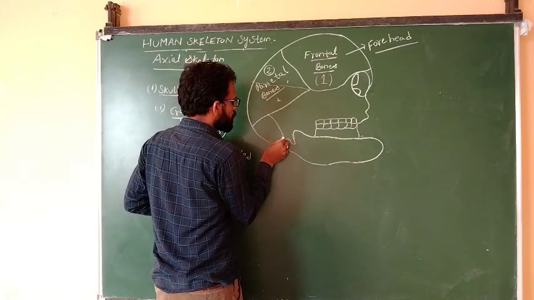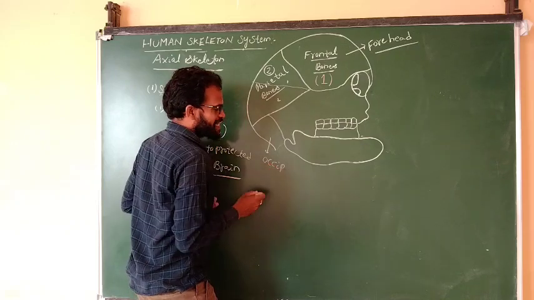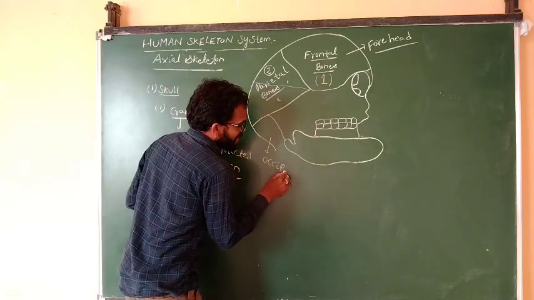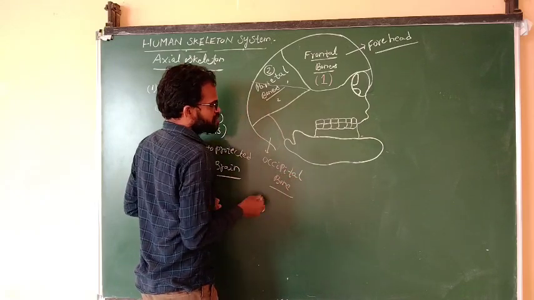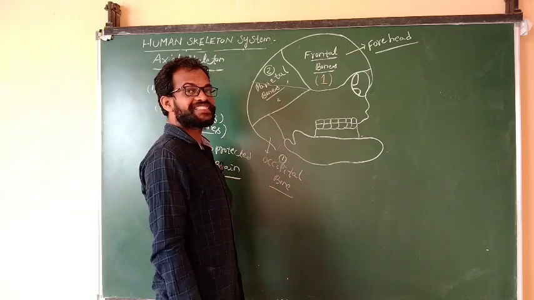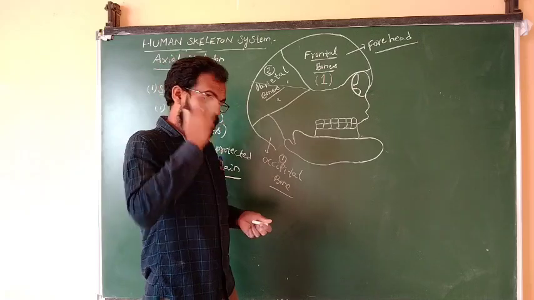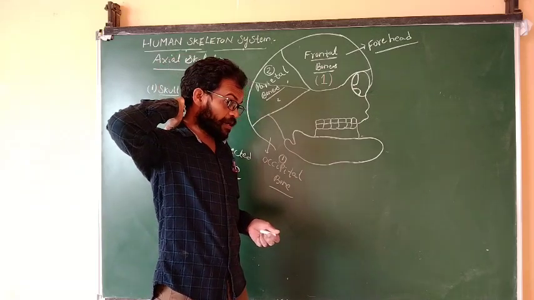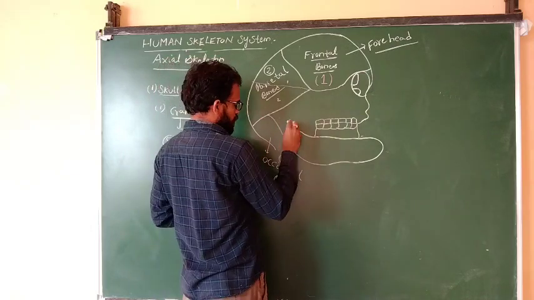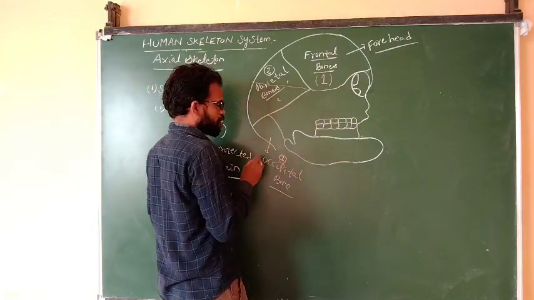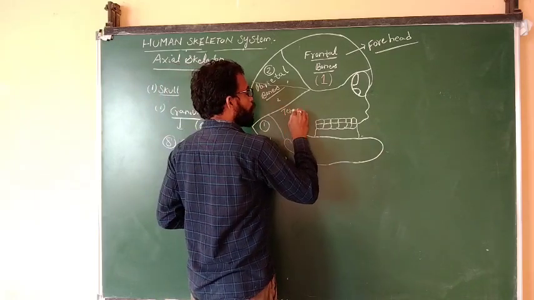The next bone is known as the occipital bone. What is it? Occipital bone. It is the hinder side, the lower side. So it is the occipital bone, it is the parietal bone, it is the frontal bone. After the frontal bone, how many occipital bones? Only one bone. Next one, temporal bone.